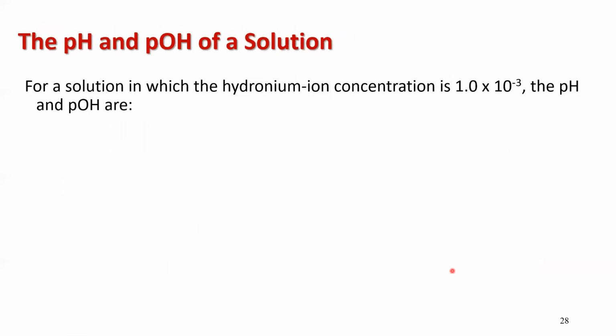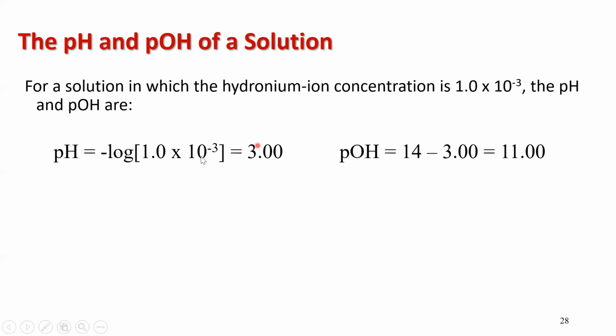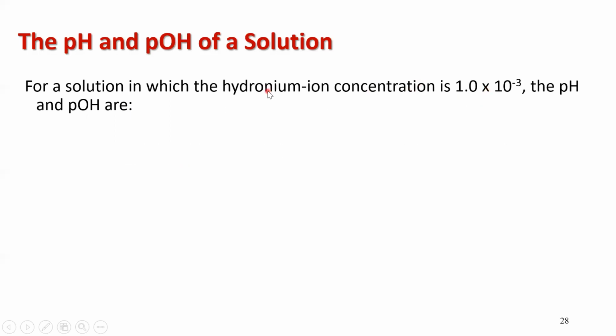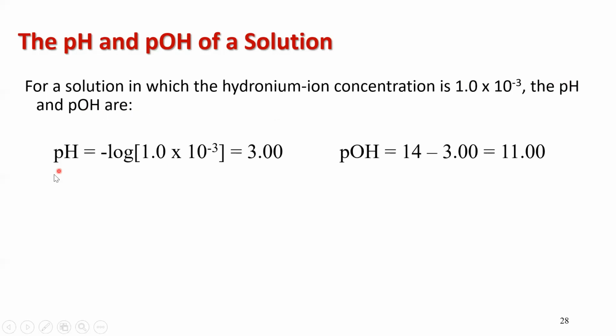All right, so let's work with that a little bit. For a solution in which the hydronium ion concentration is 1.0 times 10 to the minus 3, calculate the pH and the pOH. All right, well, we're given the hydronium ion. We can calculate the pH. The negative log of the hydronium ion concentration will give us the pH. And once we know the pH, if we subtract it from 14, that'll give us the pOH.